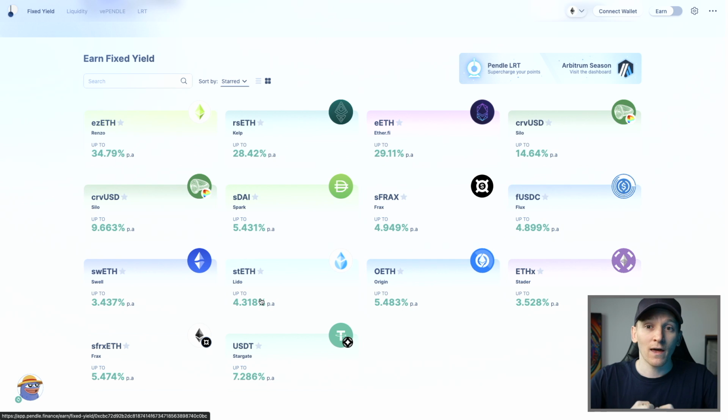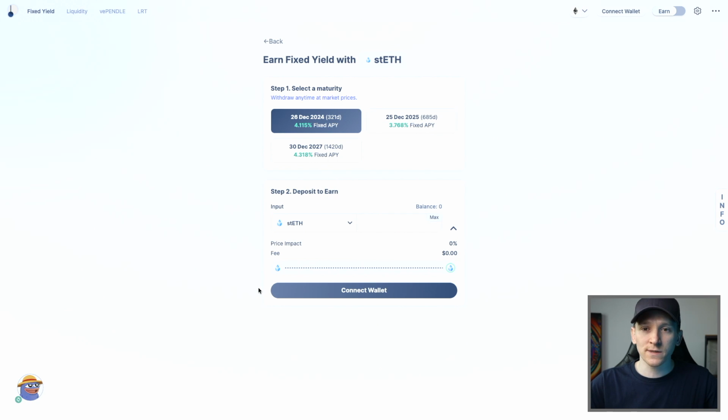Now, of course, that may benefit us because we know exactly how much we're getting. But of course, we may miss out on some upside on the yield actually going higher. So it depends what the individual investor wants to do. So let's have a look at this on staked ETH, which many people know, a simple staking token.